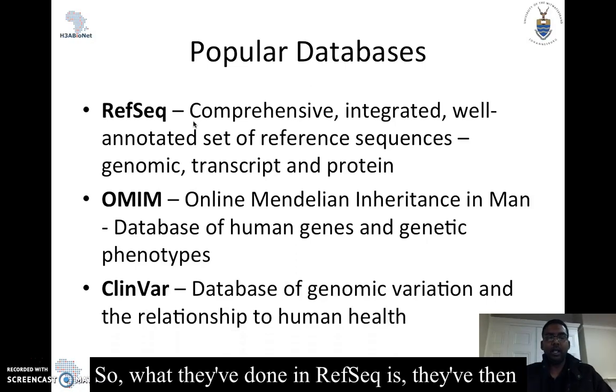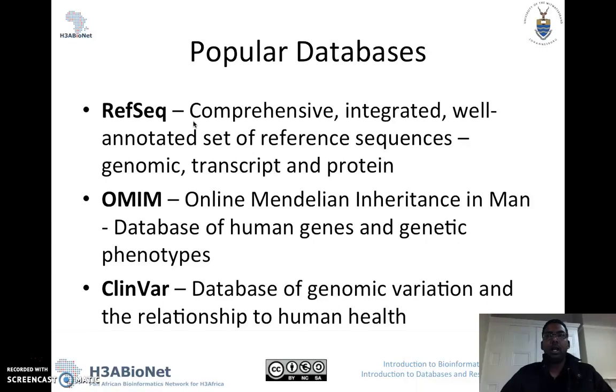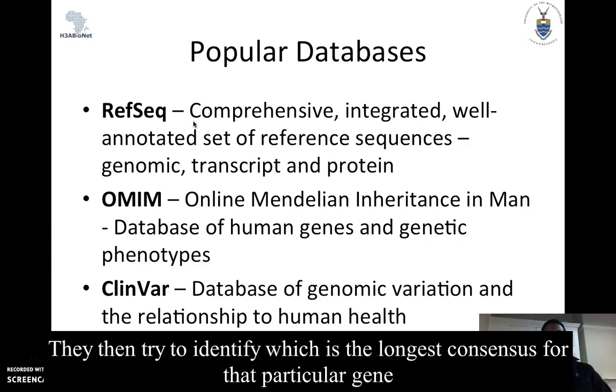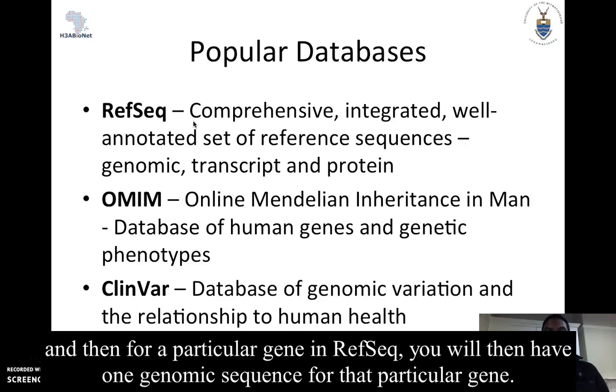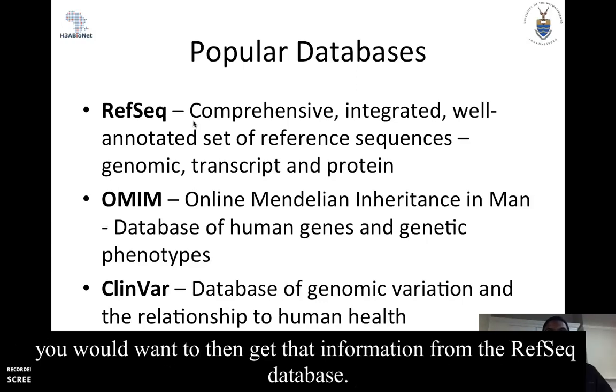So what they've done in RefSeq is they've correlated all the information for a particular gene. They take all the sequence read information for a particular gene. They then try to identify which is the longest consensus sequence for that gene. And then for a particular gene in RefSeq, you will have one genomic sequence for that gene. So if you are searching for the most well-annotated, comprehensive reference sequence for a particular gene, you would want to get that information from the RefSeq database.